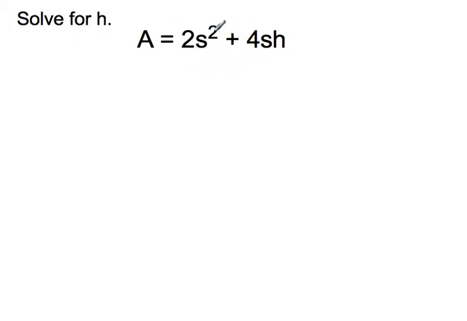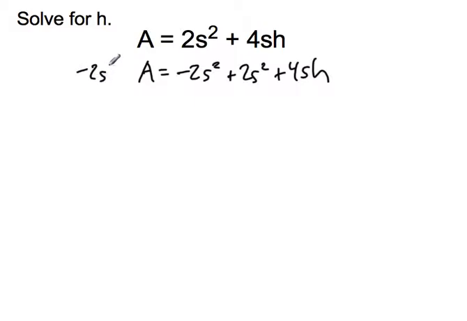Let's start by getting rid of this. What can we add to this side to get rid of the 2s squared? What about negative 2s squared? So then the negative 2s squared and the positive 2s squared will become 0. Now just be careful, we have to add that negative 2s squared to the other side as well, because of the addition property of equality. So now this becomes 0, this becomes negative 2s squared plus a. We can also reverse these two terms, so we have a plus negative 2s squared.